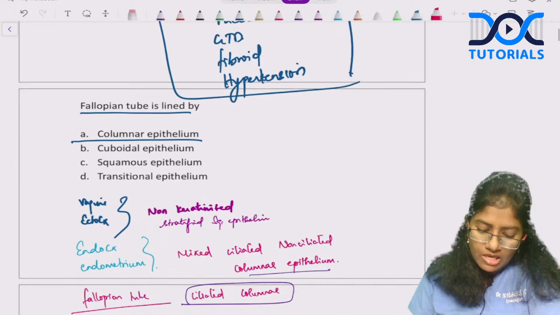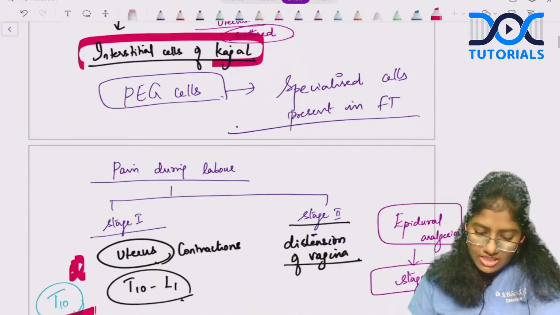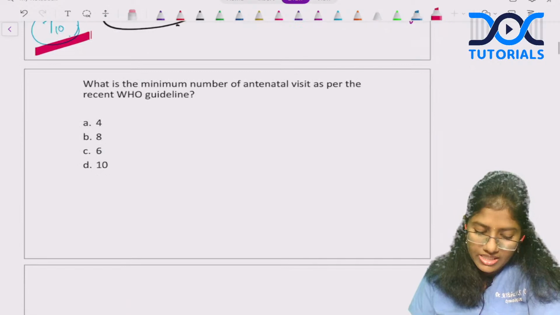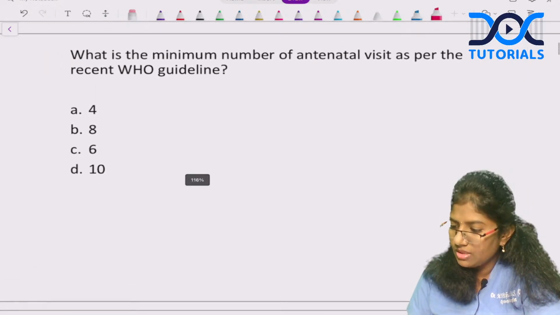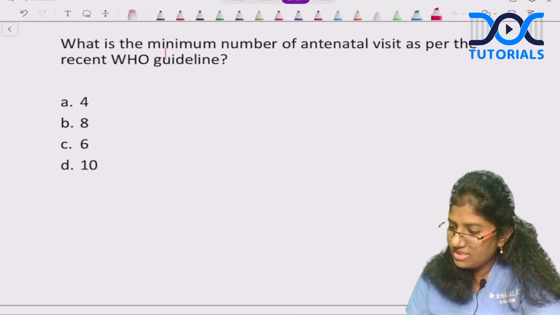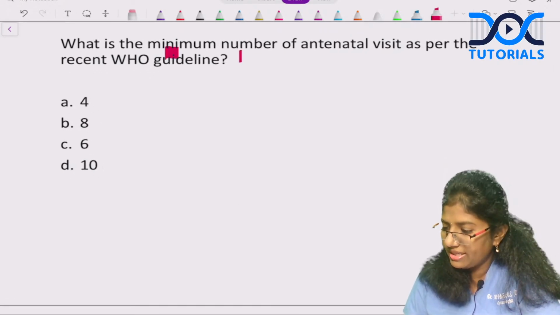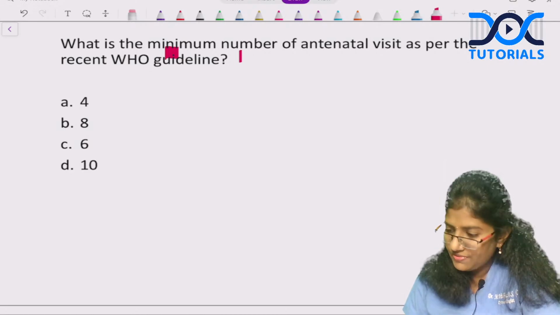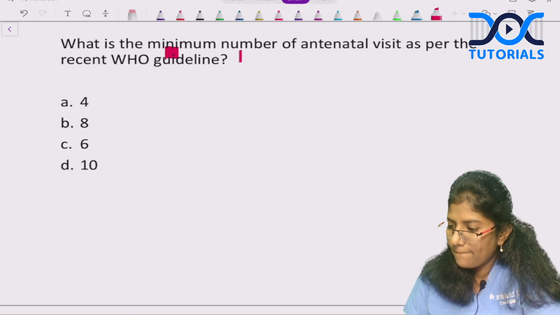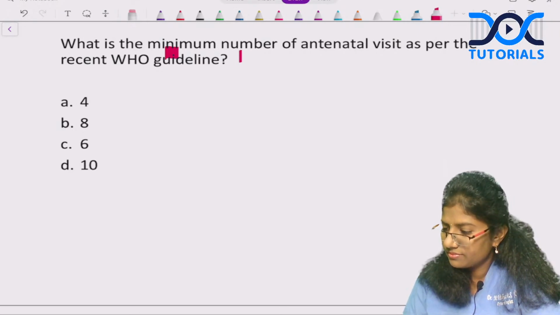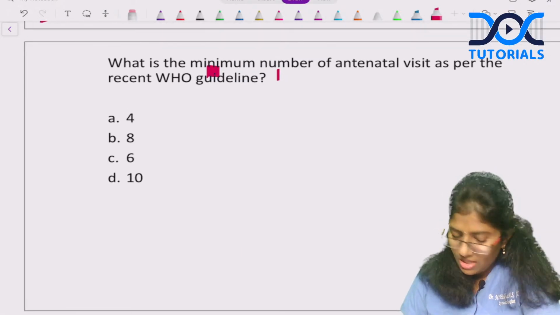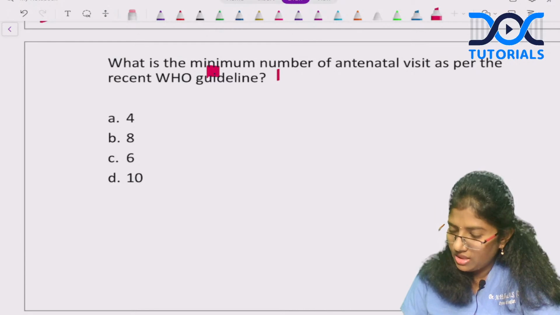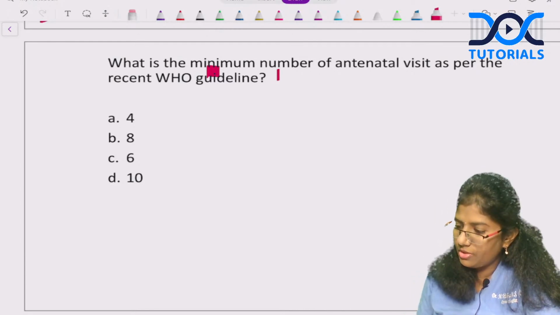Okay, the question is here. What is the minimum number of antenatal visits as per the recent WHO guideline? Alia, is your answer for the first or the second question? Yes?